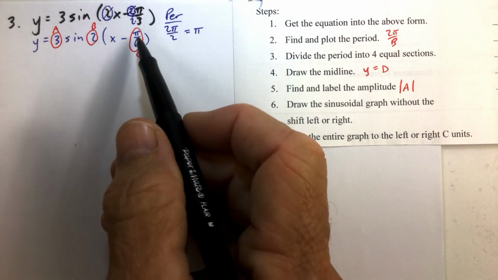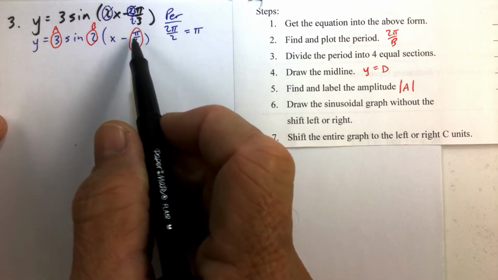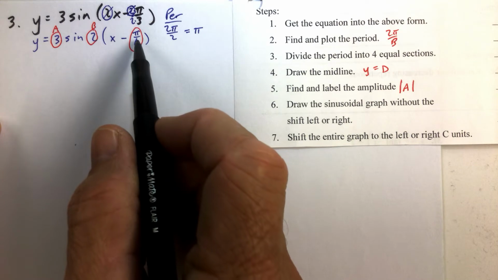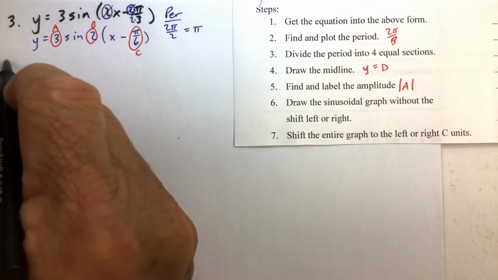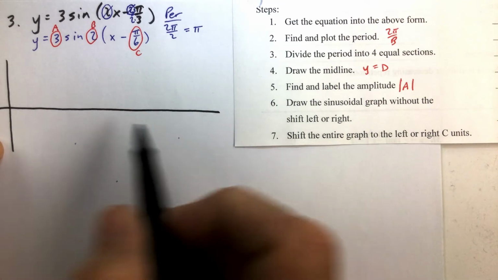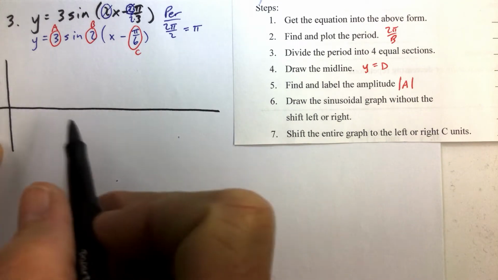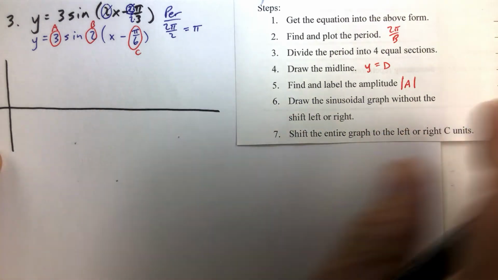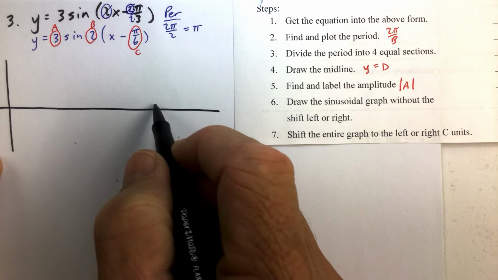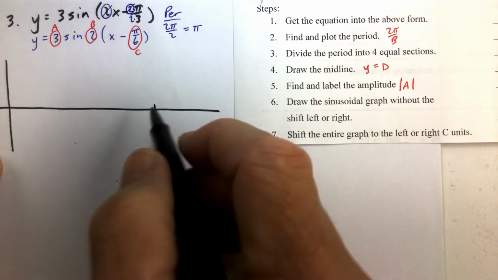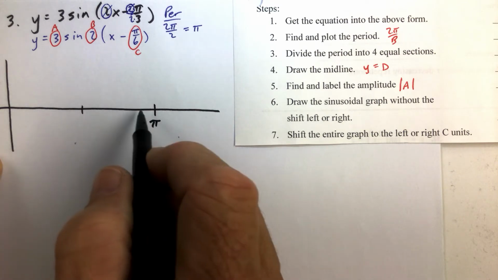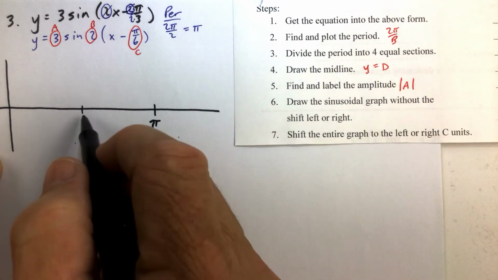Again, we're going to prep for the near future, because we're going to be moving the whole graph to the right, pi over 6. So we can put our y-axis way over here to the left, because we're going to be shifting the graph a little bit to the right, and we want to leave some space to the right of where we put our period. So our period is pi, and then we're going to divide the period into 4 equal sections. That's the next part, part 3.